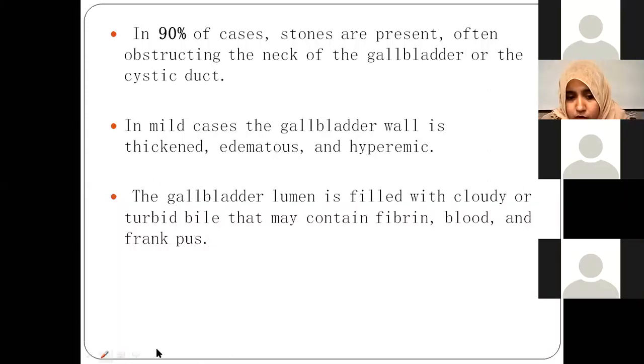So you should know what the gallbladder carries in it. It carries bile, which is olive green in color. It could be yellow brown in color. But here in acute cholecystitis, what we are seeing is the lumen is filled with a cloudy turbid bile that may contain fibrin, blood, and frank pus.